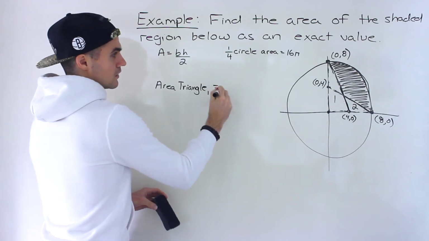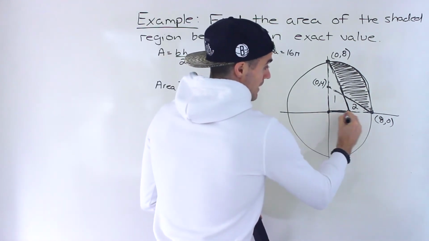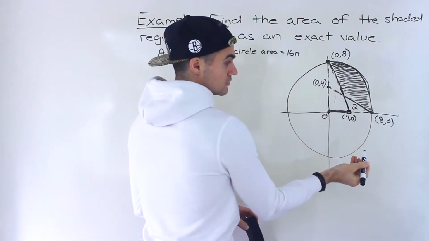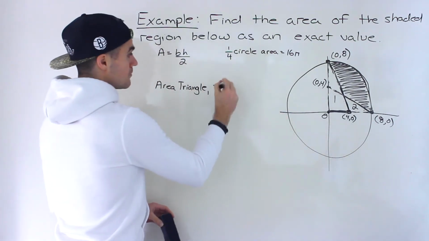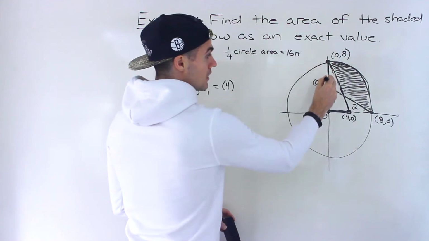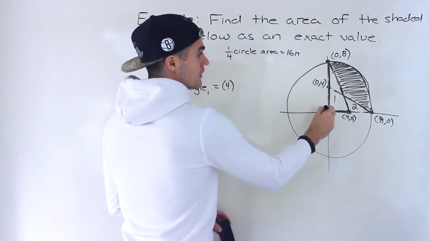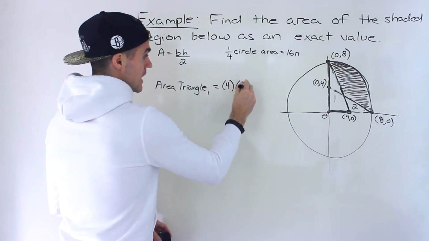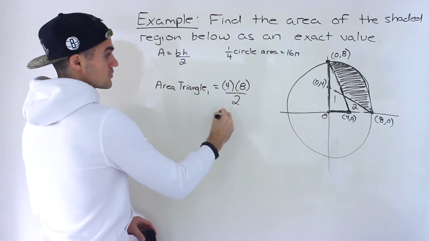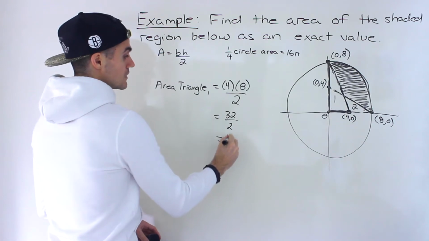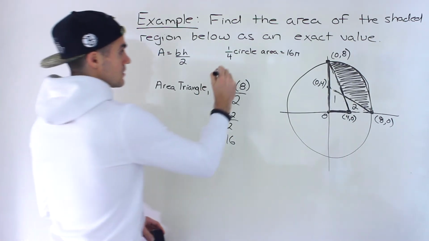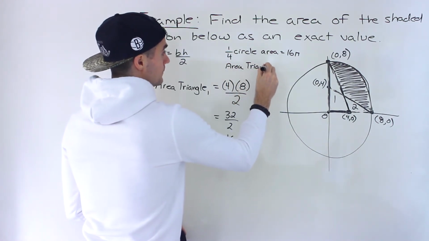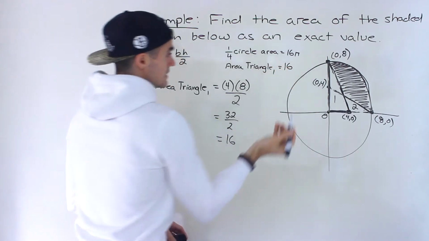So let's first find the area of triangle 1, which is going to be the base. Notice the base, it has a length of 4, right? From 0 to this x value of 4. So we know the base is 4. What's the height going to be? The height is going to be all of this right there, right? So from 0 to that y value of 8. So we're going to have 4 times 8 divided by 2, which would give us 32 over 2, which would give us 16. Okay, so the area of triangle 1 is going to be 16 units.